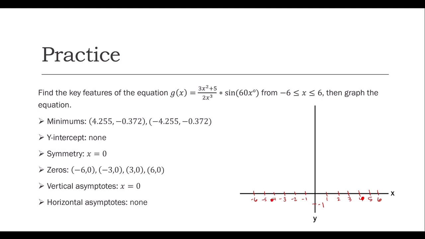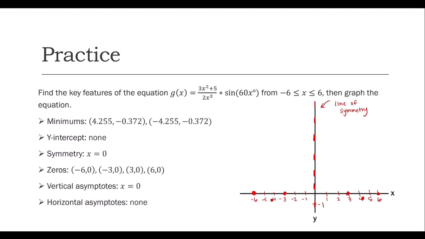So around here. We don't have a y-intercept. We have a line of symmetry at x equals 0. So we'll draw that in. We'll also label it as our line of symmetry. We have zeros at -6, 0, -3, 0, 3, 0, and 6, 0.